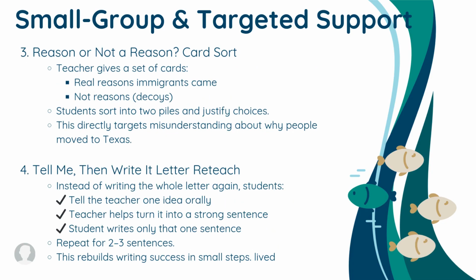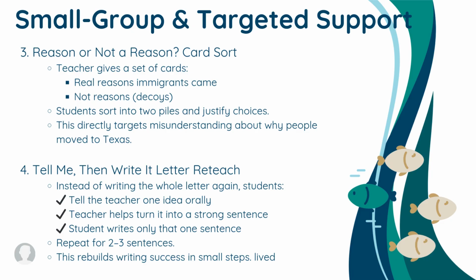The third option here is for students who we need to focus on misconceptions in writing confidence. Reason or not a reason directly targets misunderstandings about why people move to Texas, and students sort real reasons from decoys and justify their choices. This is great for a quick check.